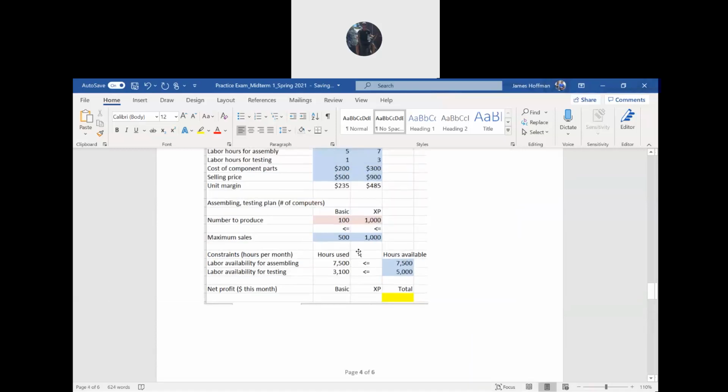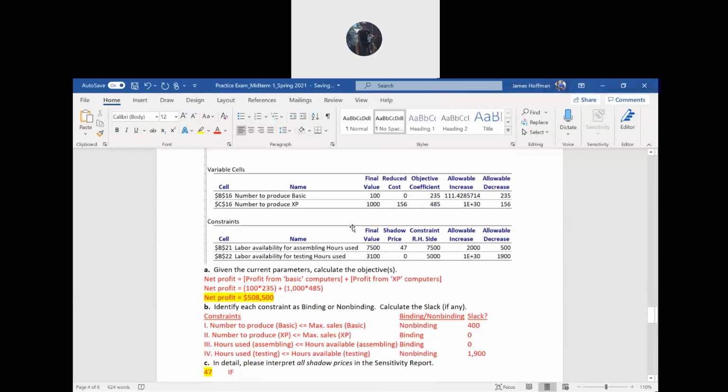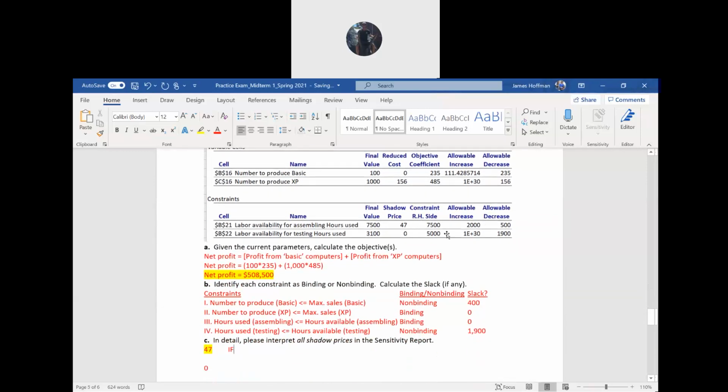So this shadow price tells us the value if we get one more hour for assembling, because right now we used them all, so another hour would be valuable, and the value is the impact or the increase on the objective. And so what this is telling us is that if we get one more hour for assembling, the value of that or the objective would go up by $47.